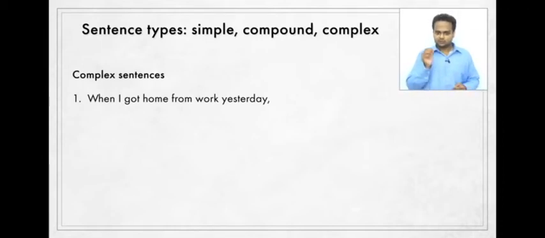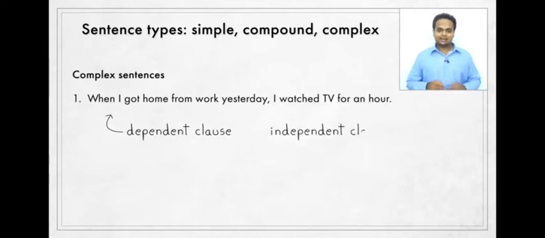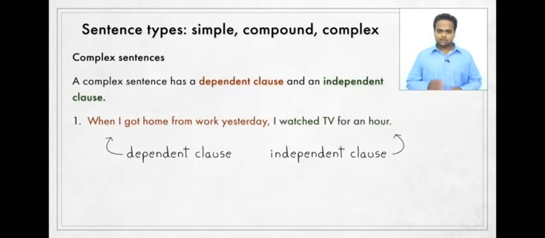So you see, this thought is not complete. So this is not an independent clause. This type of clause is called a dependent clause. To make it a complete sentence, you have to add an independent clause. For example, when I got home from work yesterday, I watched TV for an hour. So you see that there is a dependent clause and an independent clause. And now it's a complete sentence. And this type of sentence is called a complex sentence.